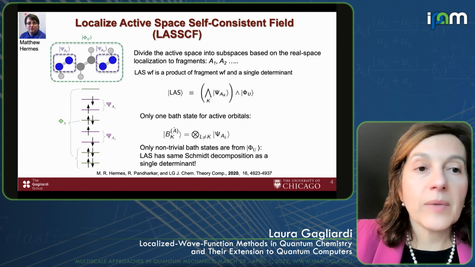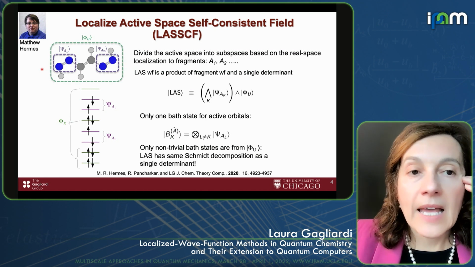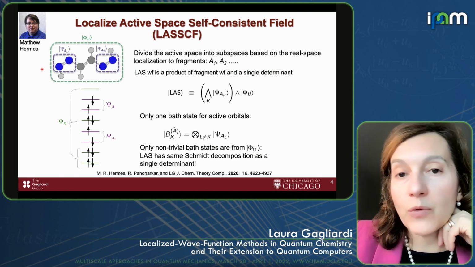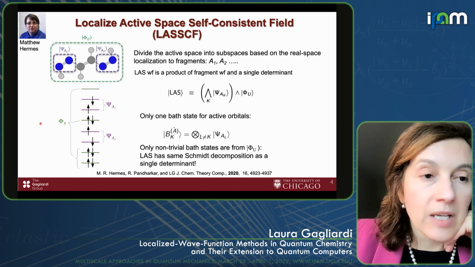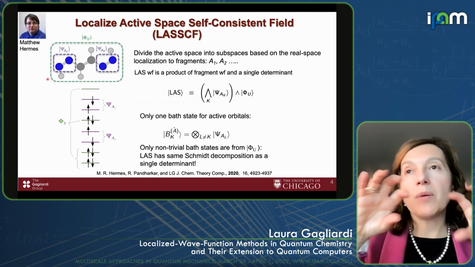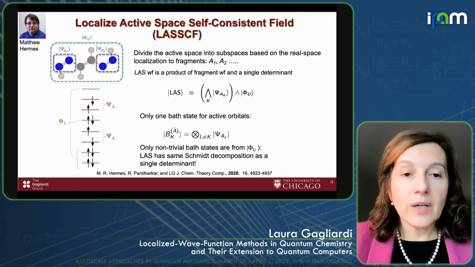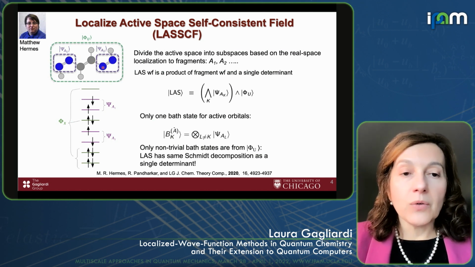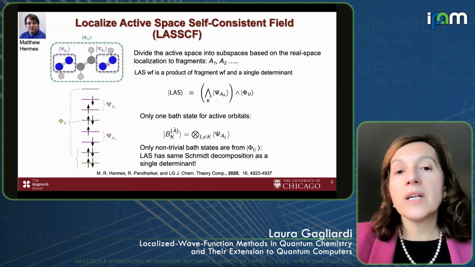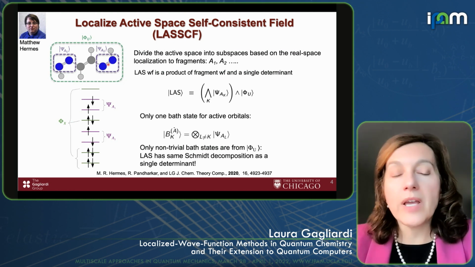So today I'm going to talk about one of these methodologies that has been recently developed in the group, and this is mainly work by Matthew Hermes, called the localized active space self-consistent field method. The idea is the following: imagine you have an extended system and you have pockets of strong correlations. So here, for example, let's say that you are looking at these double N bonds, and you dissociate them, and so there is a strong correlation situation.